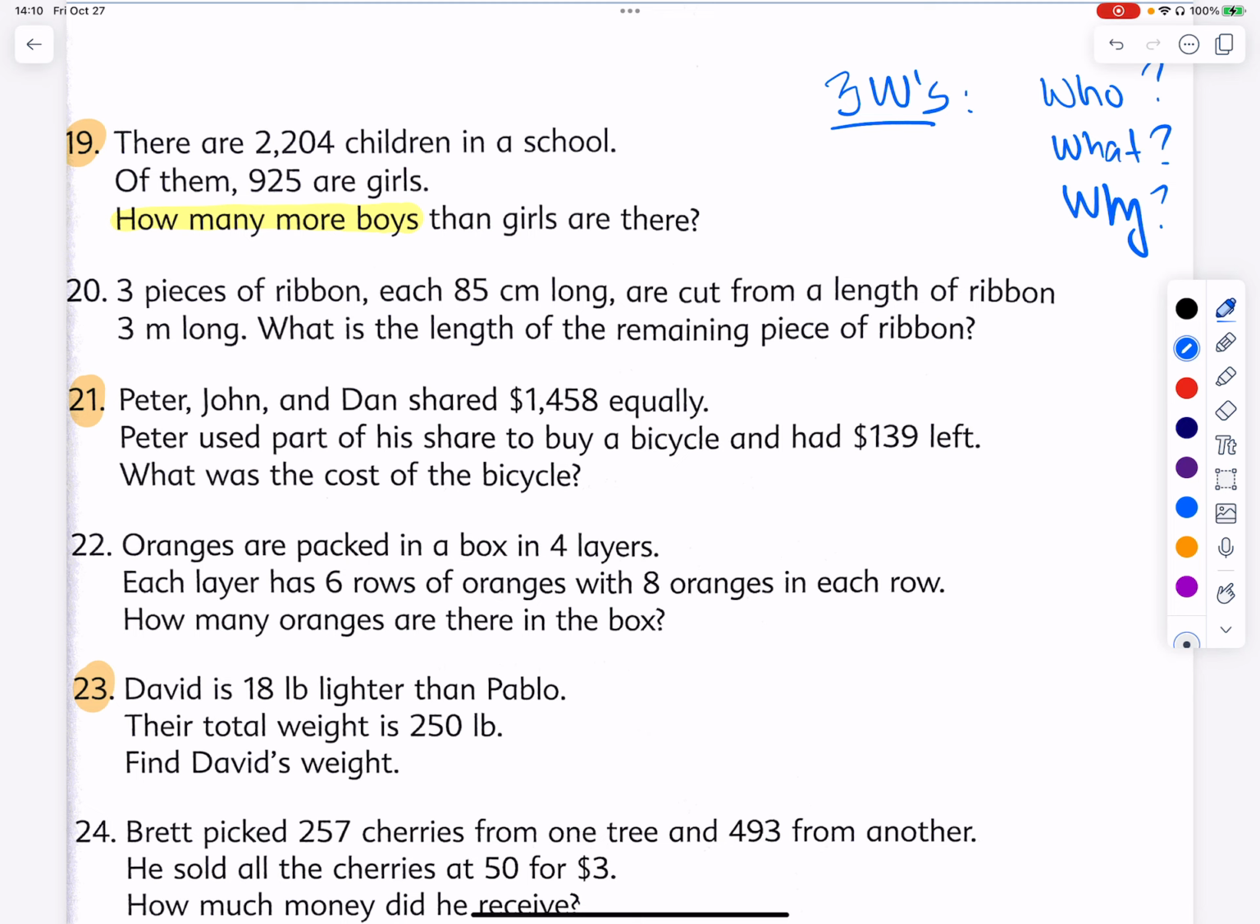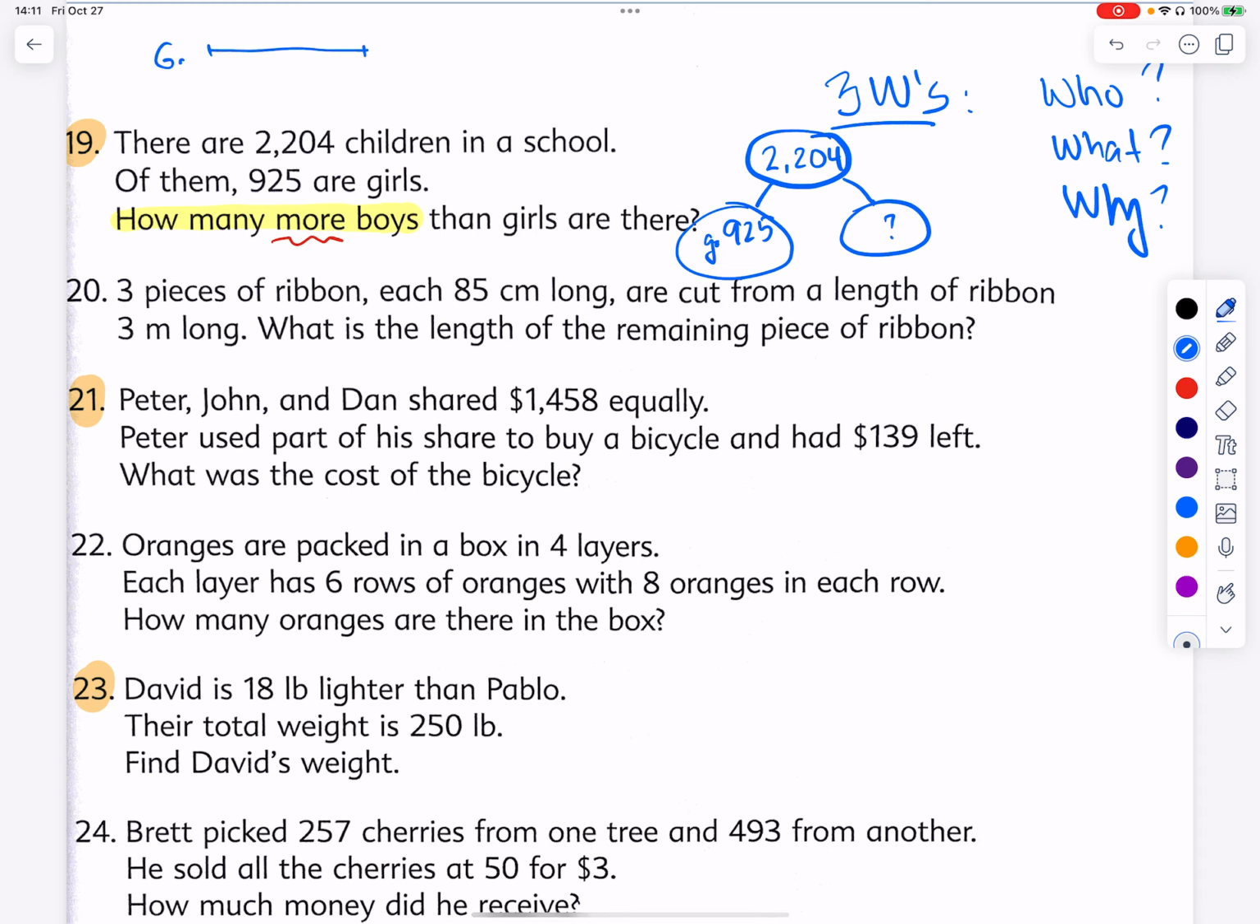They're boys and girls. So altogether, we have 2,204 children. Of them, 925 are girls. Which means, did the problem tell us how many boys? No, the problem didn't tell us how many boys. But does the problem ask you how many boys? No, the problem is asking how many more boys. So there must be a difference, of course.